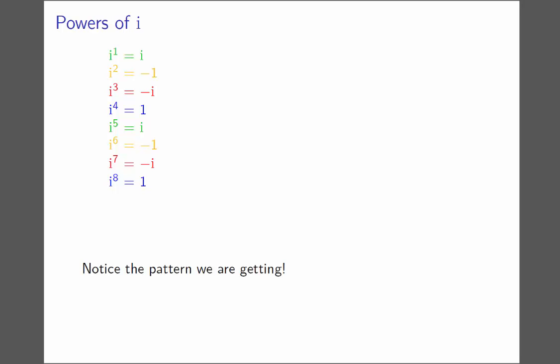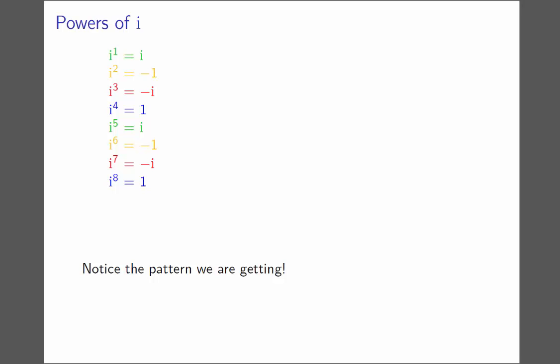Let's consolidate what we found. i to the first is i, i squared is -1, i cubed is -i, i to the fourth is 1, then i to the fifth is i again, i to the sixth is -1 again, i to the seventh is -i, and i to the eighth is 1. Notice we're getting a pattern.